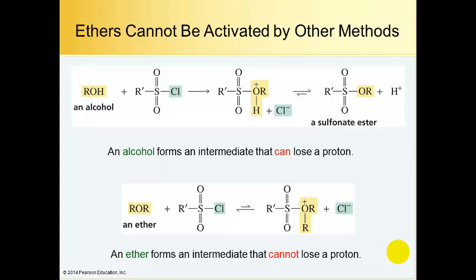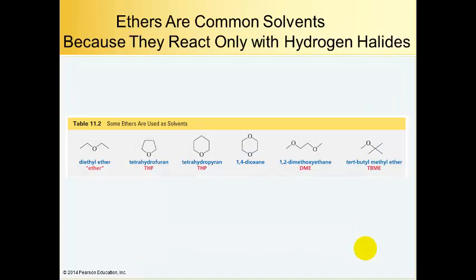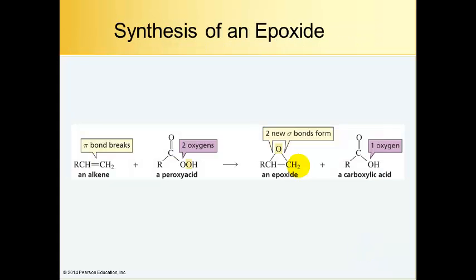Ethers cannot be activated by other methods. Remember, we had a bunch of different reagents that could activate the alcohol earlier in this chapter, but those do not work for ethers. Because the ether forms an intermediate that cannot lose a proton, it is not possible to use these special activators. Ethers are very typically solvents because they only react with hydrogen halides. They're at least a little bit polar, because they have a dipole with that oxygen in there, but they're not reactive.